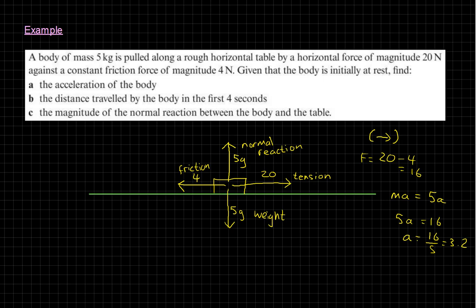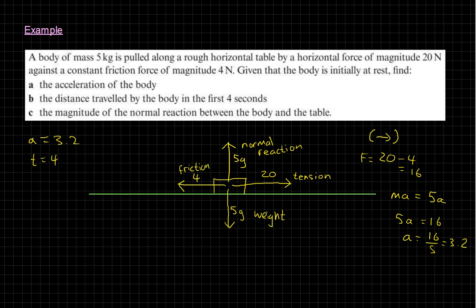So C we've basically done. If you want to finish part B, to be honest, now we're just straight back to SUVAT equations, because the main new part of this question is A, finding the acceleration. We might as well quickly finish it though. For part B, we now have that the acceleration equals 3.2. The distance travelled by the body in the first 4 seconds, so therefore t equals 4.